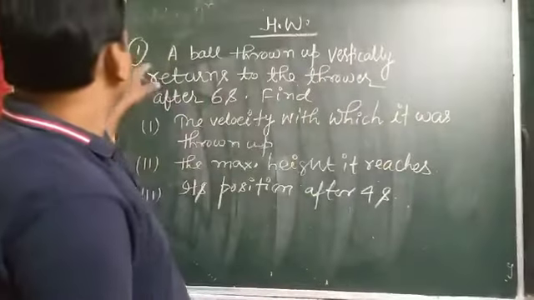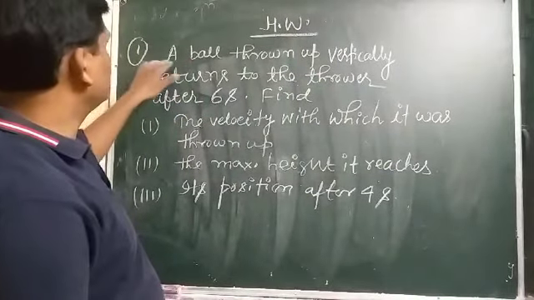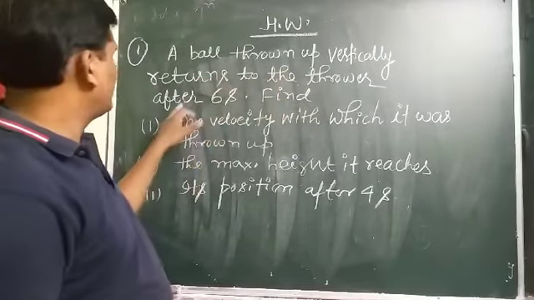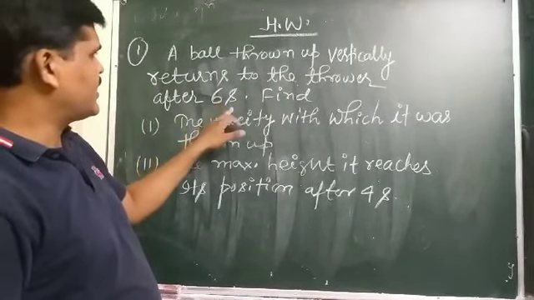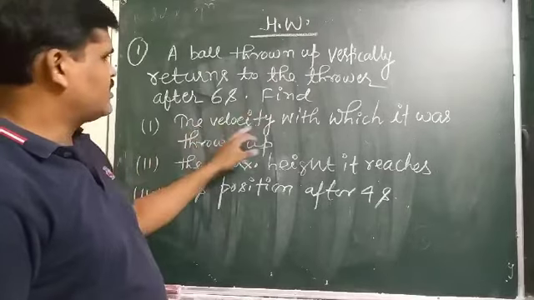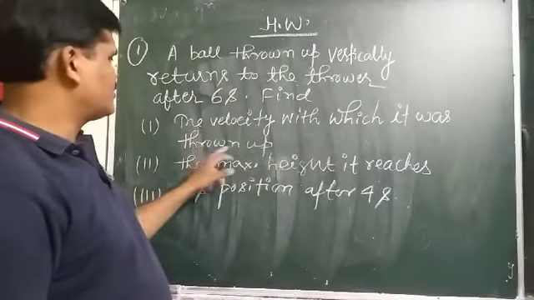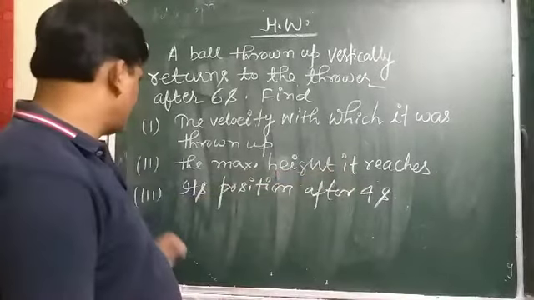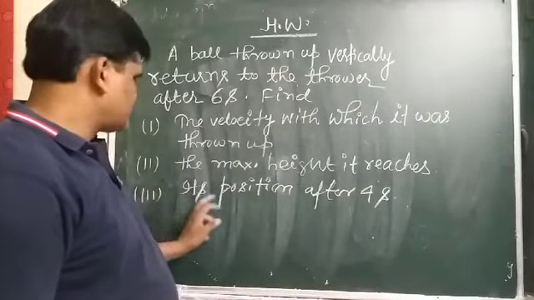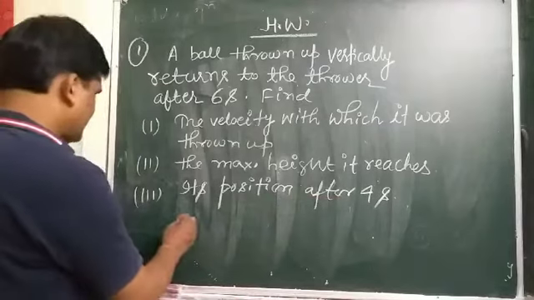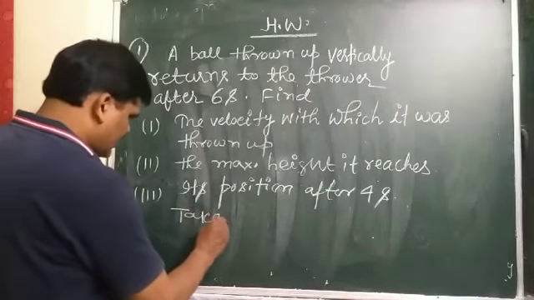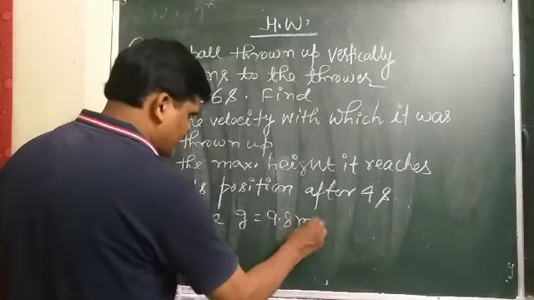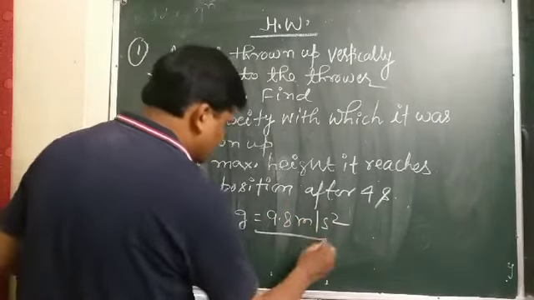And this is the question. A ball thrown up vertically returns to the thrower after 6 seconds. Find the velocity with which it was thrown up, the maximum height it reaches, and third, its position after 4 seconds. Take g equal to 9.8 meters per second square.